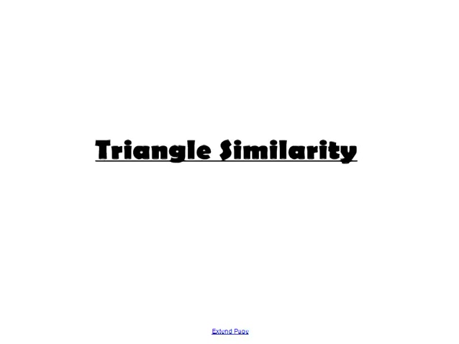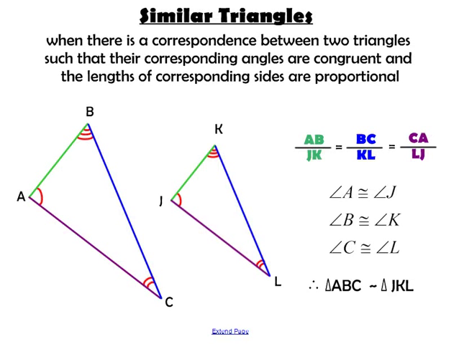Triangle similarity. We have similar triangles when there is a correspondence between two triangles such that the corresponding angles are congruent and the lengths of corresponding sides are proportional. So this is just like last time when we talked about similar polygons, except we're specifically talking about triangles this time.